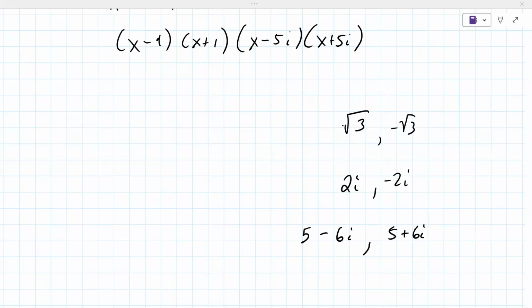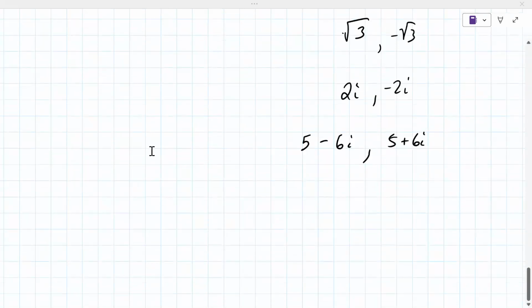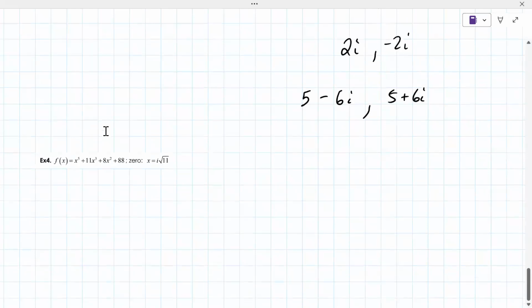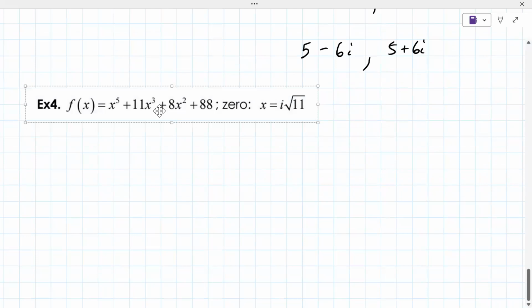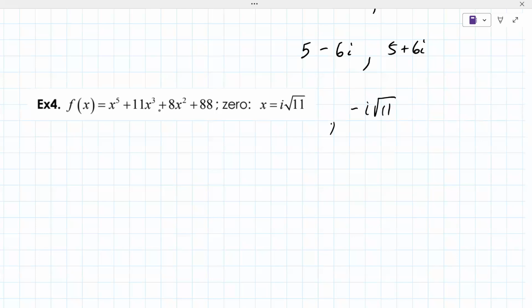Last one, let's do this one at 4.9. Okay, there it is. Yeah, this looks really odd, but the other root is minus i square root of 11.